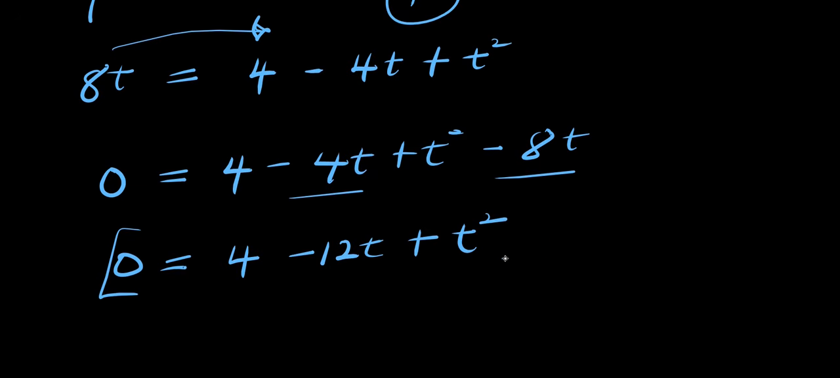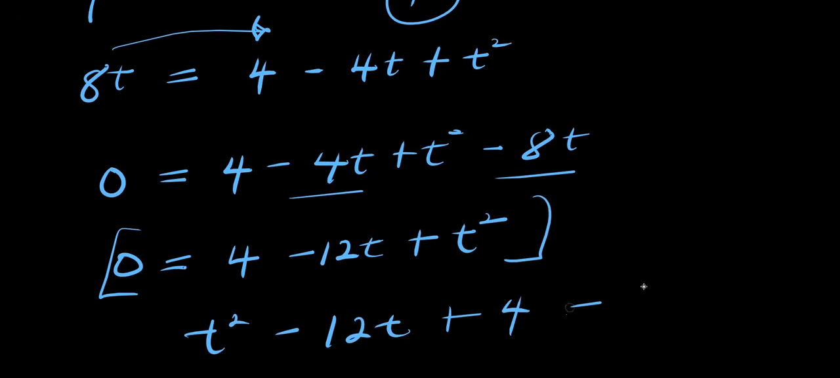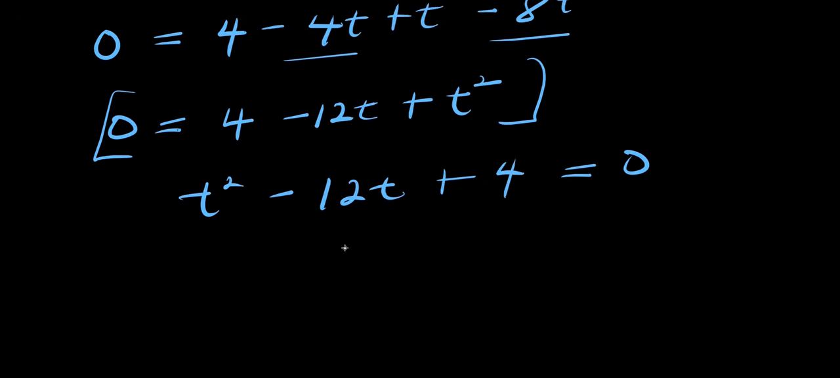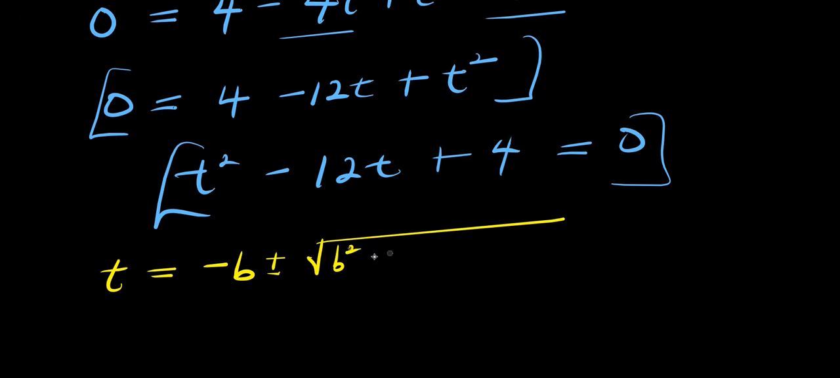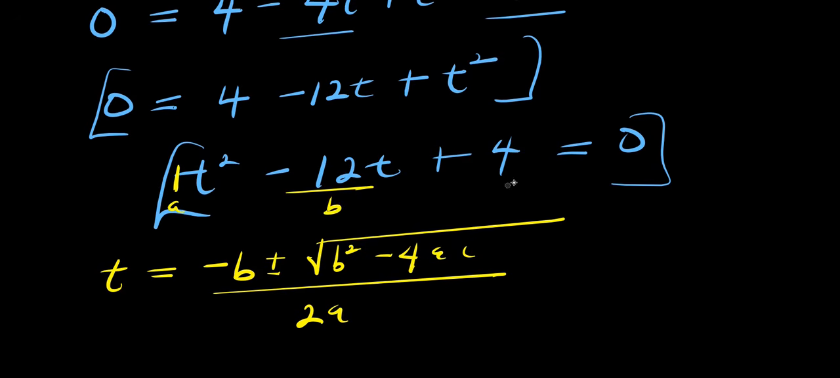Let's rearrange this, starting with t squared. I have t squared minus 12t plus 4 equals 0. Now we have this quadratic equation that we are going to solve. So we solve it using the formula method of t equals negative b plus or minus square root of b squared minus 4ac, divided by 2a. 1, which is the coefficient of t squared, is my a, negative 12 is my b, 4 is my c.